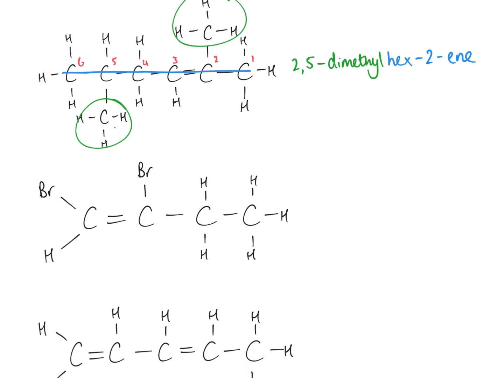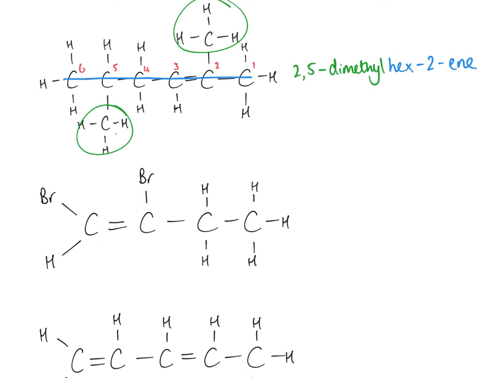Next one then, move this up slightly. Longest chain straight through the middle. Number it so that the double bond is on the lowest carbon. 1, 2, 3, 4. Circle your substituents, which are our bromos. Okay, those are on carbons 1 and 2. So it'll be 1,2-dibromo.